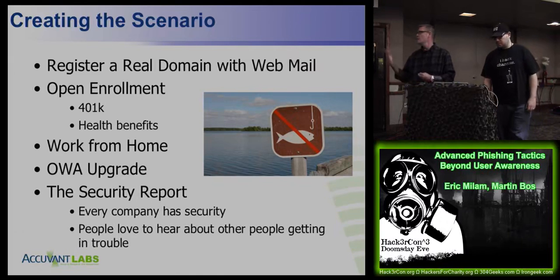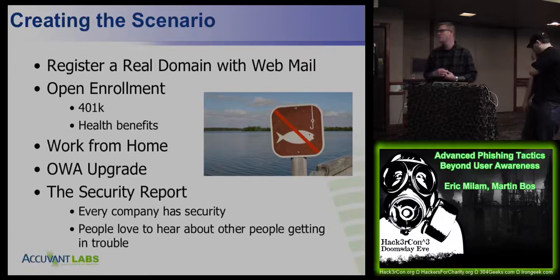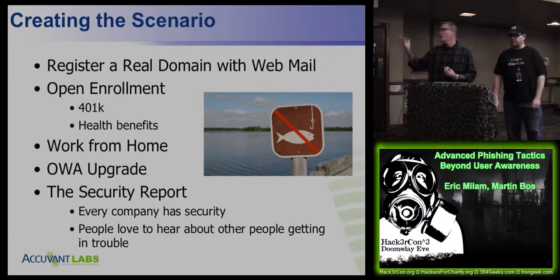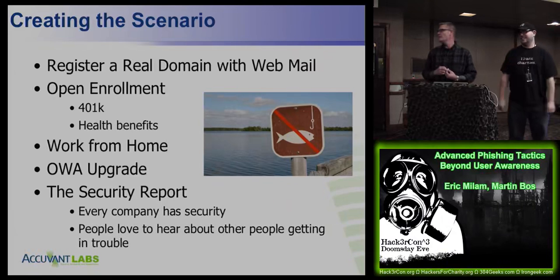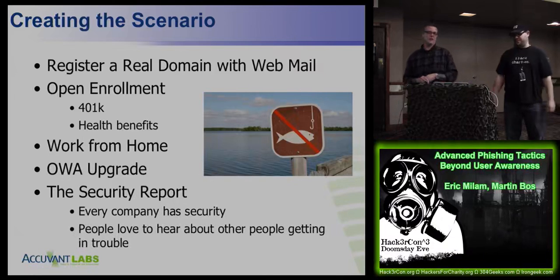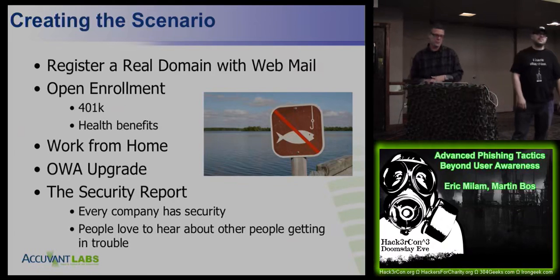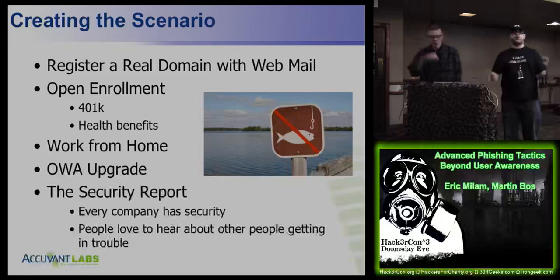The next thing we do is create a scenario. What are we going to use to phish these people? The one that we always try to use on pen tests is we like to target open enrollment, 401k, health benefits, all that kind of stuff. Never gets approved. Never. Not one time have we ever had that scenario get approved because apparently messing with people's health benefits is uncool. Who knew? It's too real.